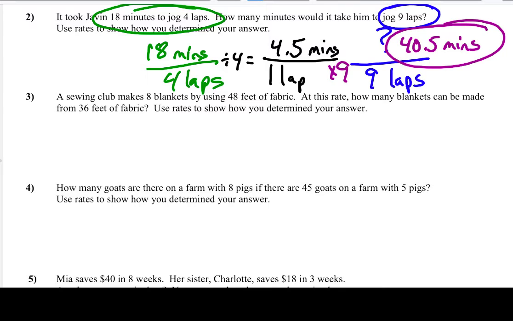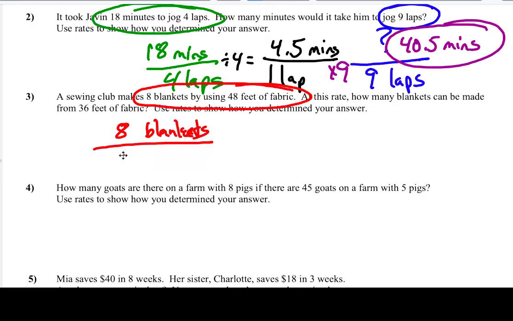All right, remember, feel free to pause me, rewind me, watch things again, pause while you're writing things down, whatever you need to do to help yourself work through this. Don't feel like you have to go as fast as I do. So I always start with my rate. 8 blankets over 48 feet. Again, then look at what you're aiming for. Well, I'm aiming for 36 feet.